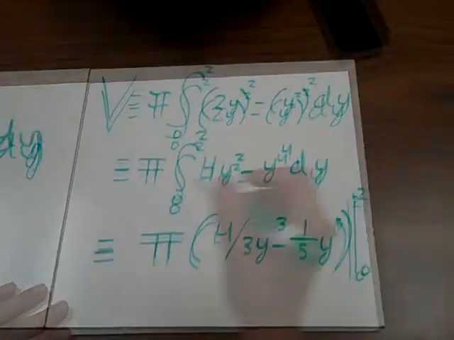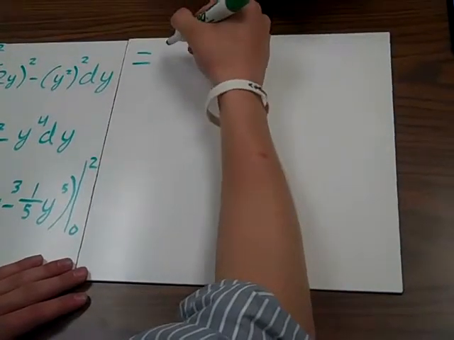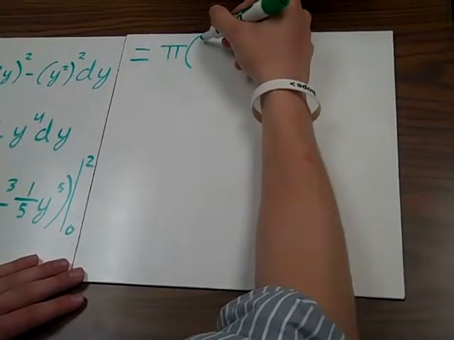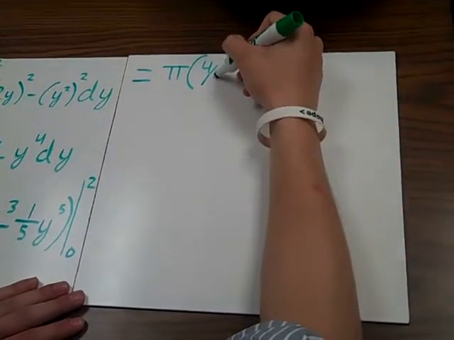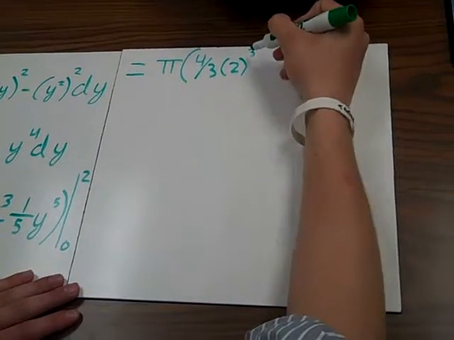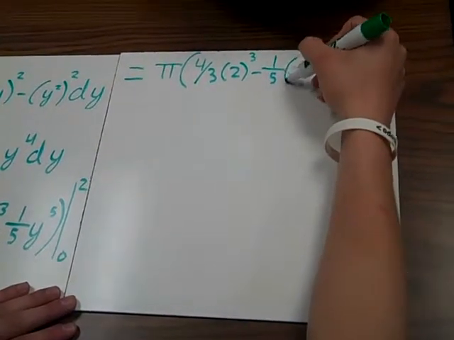Now we can go ahead and plug in 2 and 0 for our y. So we get 4/3 times 2 to the third minus 1/5 times 2 to the fifth, minus 0.